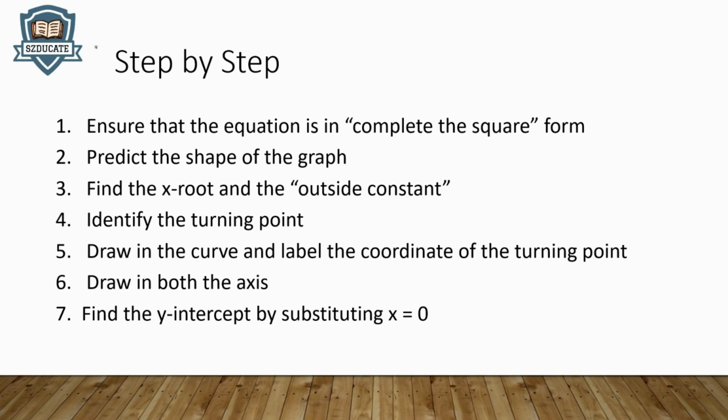5. Join the curve and label the coordinates of the turning point. 6. Draw in both the axes. Then 7. Find the y-intercept by substituting x equals 0. Now, usually there is no x-intercept for complete the square form, because it will usually be above the x-axis or below, and then it doesn't cut. But there is a chance that it might cut the x-axis. Then in this case, you will have to do extra work. You just have to go and sub in y equals 0 to find the x-intercept.